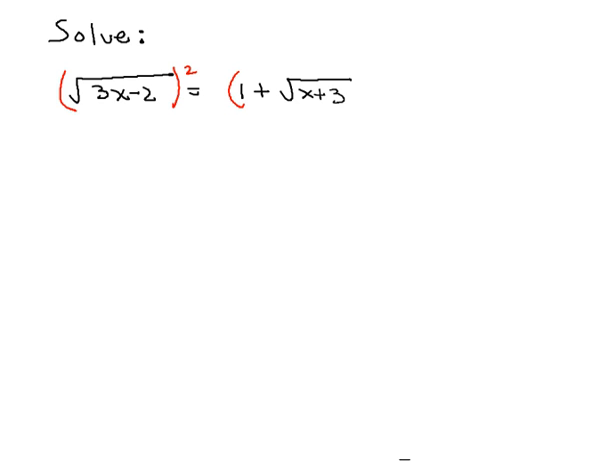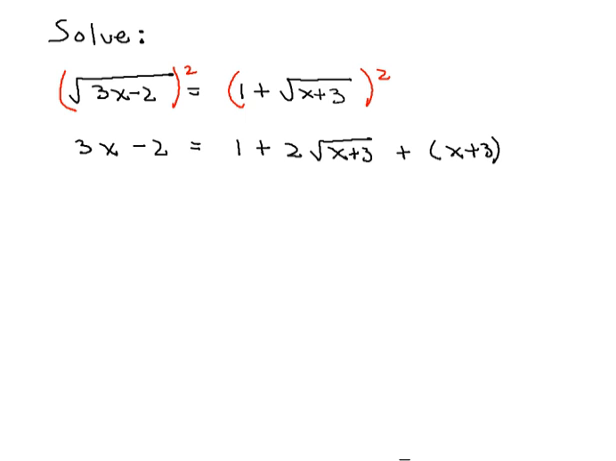to start off with. And squaring the left-hand side will eliminate that radical, so it becomes then 3x minus 2. Now you want to be very, very careful on the right-hand side, and you remember a while back we talked about the fact that when you square a binomial you get three terms, and squaring this will produce 1 plus 2 times the square root of x plus 3, then plus the quantity x plus 3.